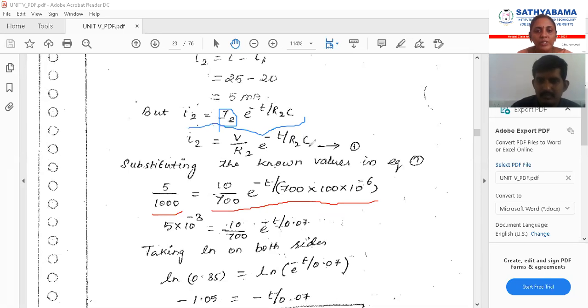T by R2 into C. R2 is given 700. Capacitance value is also given, 100 microfarad, that is 10 power minus 6. So we are going to substitute all these values, rearrange the equation and find out the value of t.